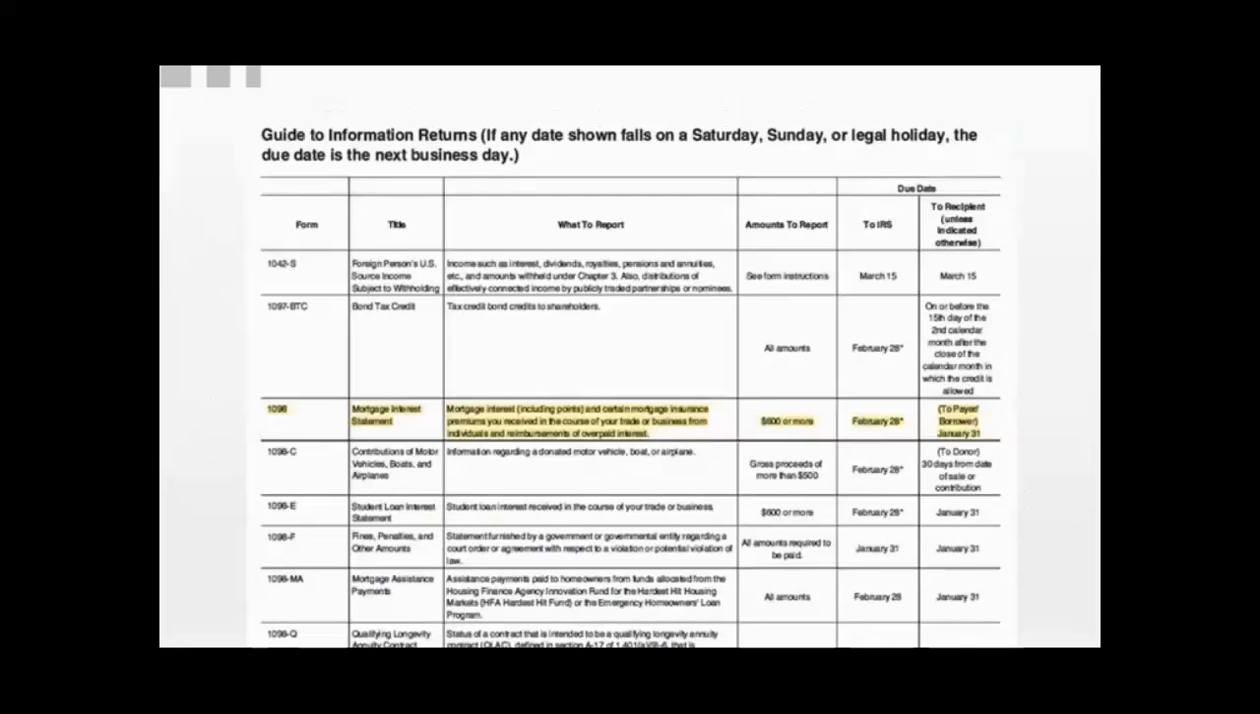The first part of the guide is a listing by form number. And I've got mortgage interest highlighted there, the 1098. It tells what to report, the amount to report, $600 or more, when it's due to the IRS if it's filed on paper, and when it's due to the payee, or the payor in the case of the 1098. That would be January 31st, but on paper February 28th. And then there's an asterisk on there that tells you there's March 31st if it's filed electronically.